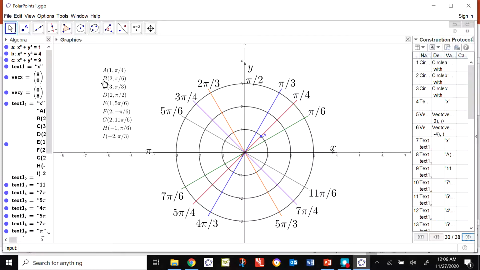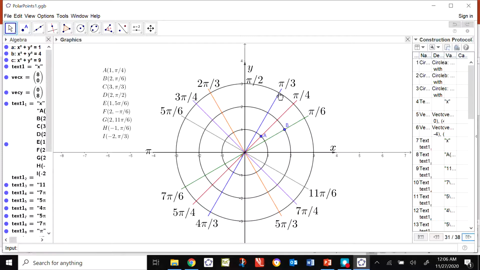Okay. What about B, which is 2 comma pi sixths? Which angle should we go to? Pi sixth, this guy, the 30-degree guy. At what distance? At 2. Would you agree that's the point? Yep, that's B.